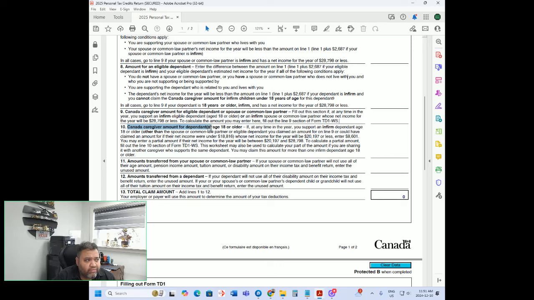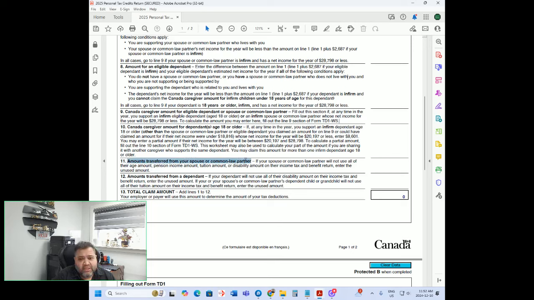Canada caregiver amount for a dependent aged 18 or older. So if you are taking care of a relative who is over the age of 18 and they have a disability, you will be able to claim a caregiver amount in this line number 10.